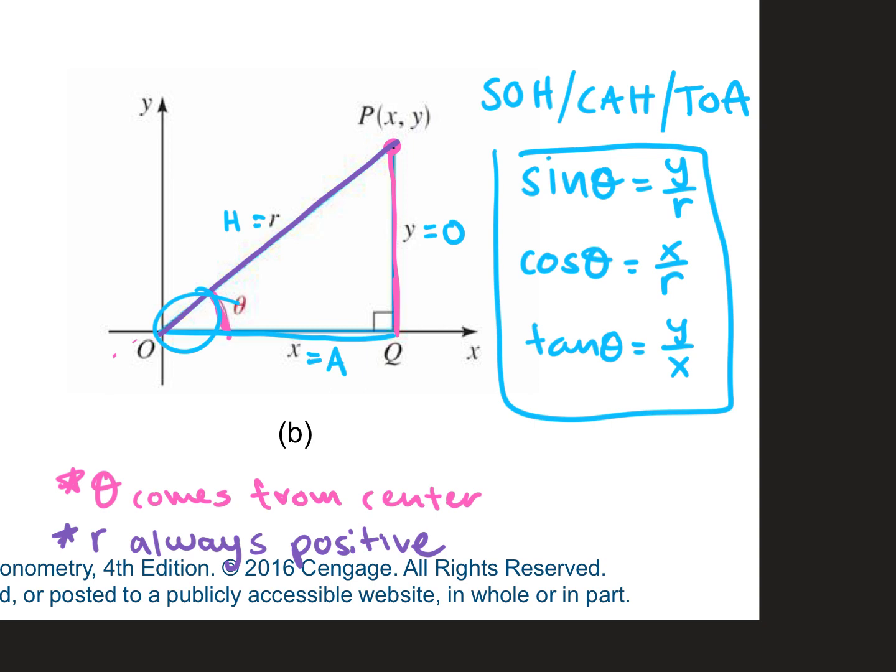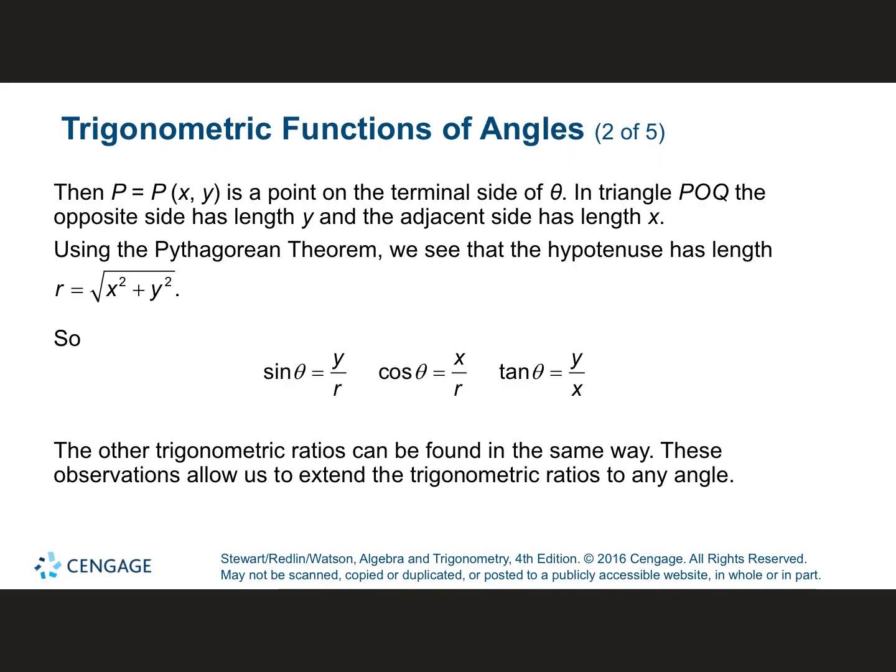The reciprocal functions are just going to be the flips of them. But if you forget which one's which, you can always just draw your triangle in standard form, and as long as you know sine is opposite over hypotenuse, you could figure these out. So our three trig functions, what we just wrote, are on the next page.